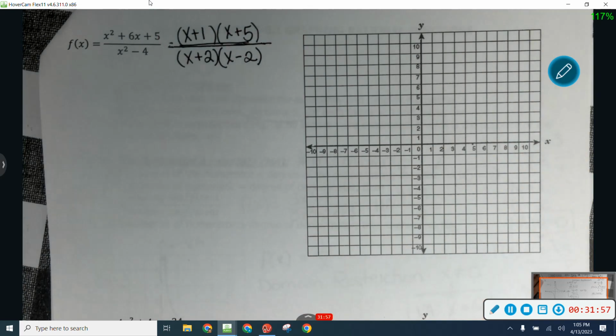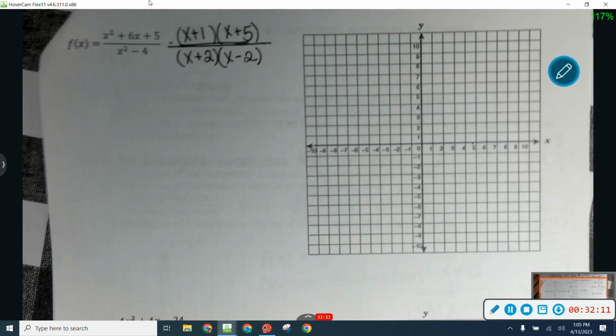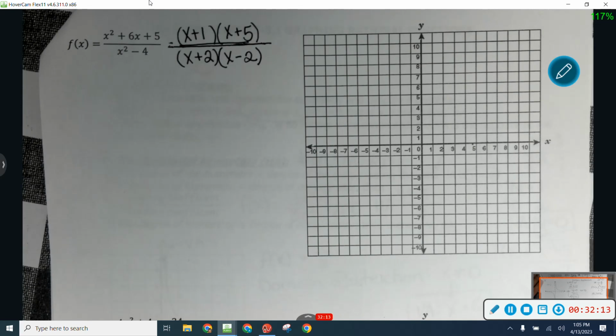Now there are times where you could factor and factors cancel. That would create a removable discontinuity. I took that out of your notes, but that is such a thing. Okay? So we're not going to deal with that right now. But if you have to take a college algebra course, you'll probably do removable discontinuities. Okay?